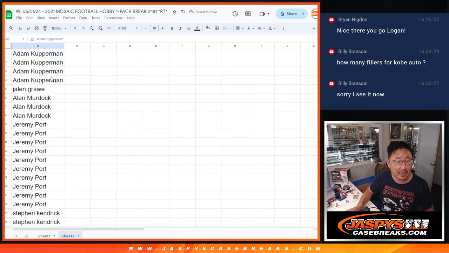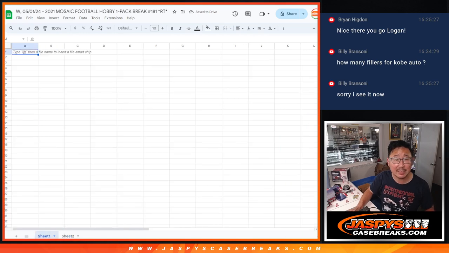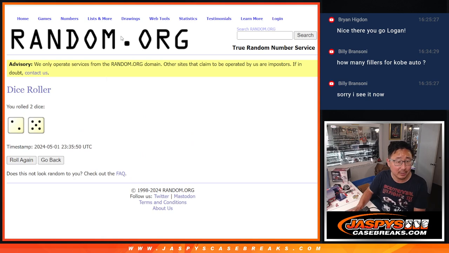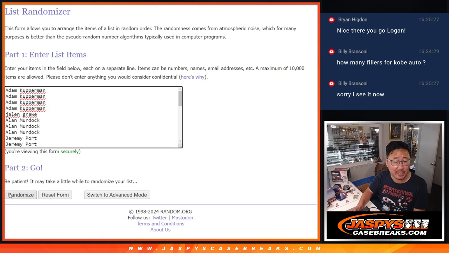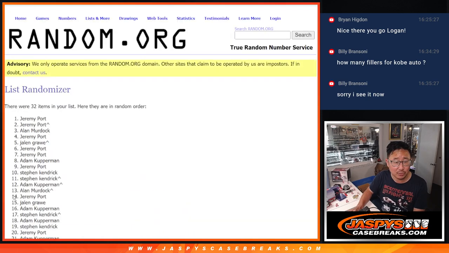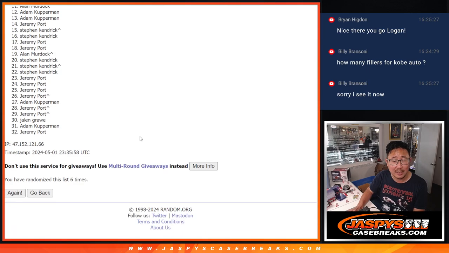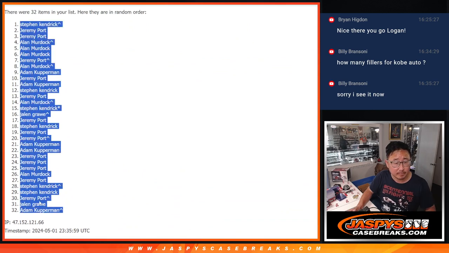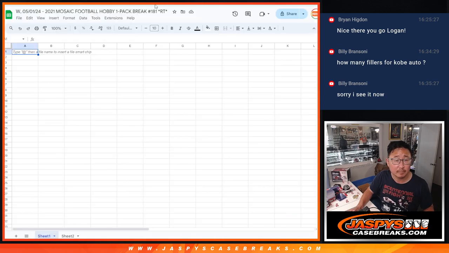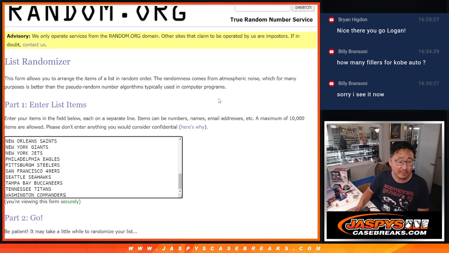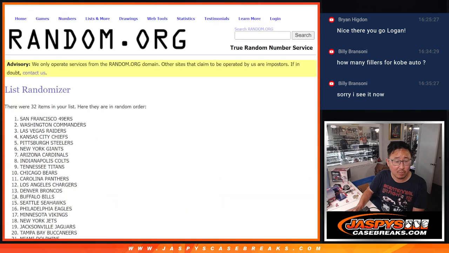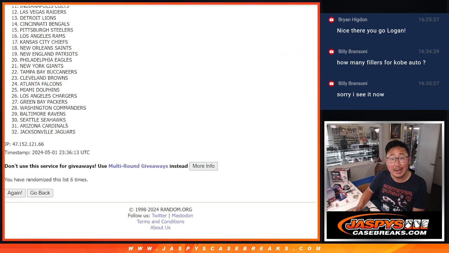All right, now let's gather everybody's names again for the second of 3 dice rolls. This is just for the pack break. 2 and a 5, 7 times for names and teams. 1, 2, 3, 4, 5, 6, and 7. And then 7 times for the teams. 2, 3, 4, 5, 6, and 7.